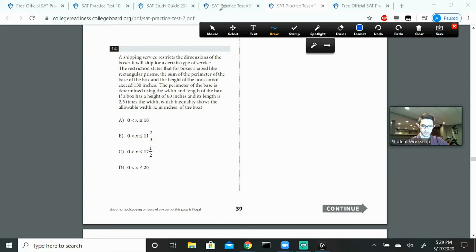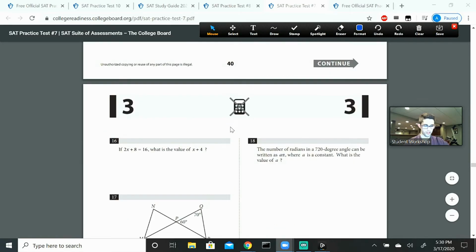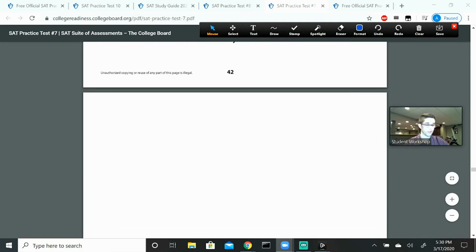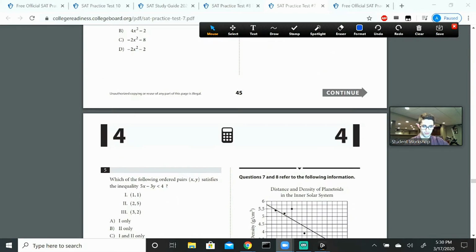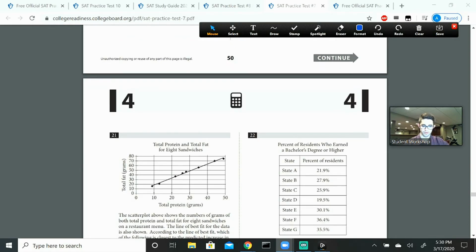All right, that one wasn't too bad, but I did want no calculator, at least for part of this test. None of the rest of the questions were too challenging. But when we move to the calculator section, we have a couple. Looking for 25.